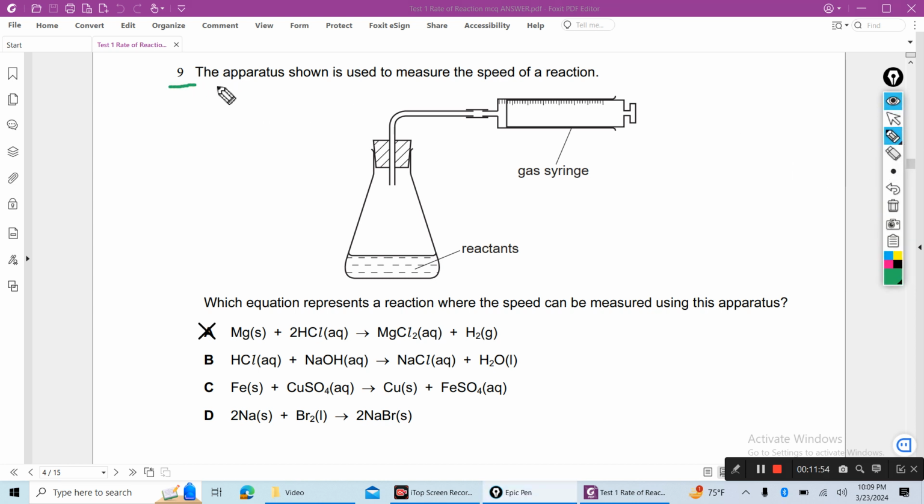Number 9, the apparatus shown is used to measure the speed of the reaction. This gas syringe apparatus, volume of gas can be collected by using this apparatus. So which equation represents a reaction where the speed can be measured using this apparatus? I mean, as it is a gas syringe apparatus, you can measure the volume of gas.